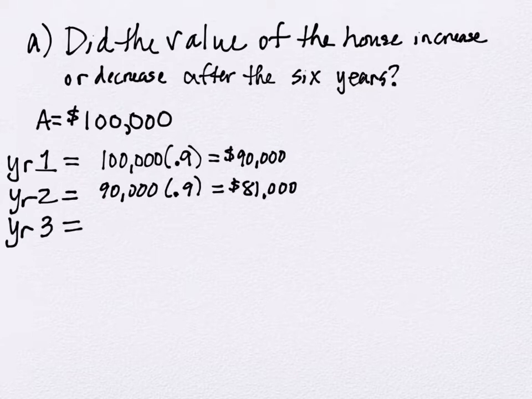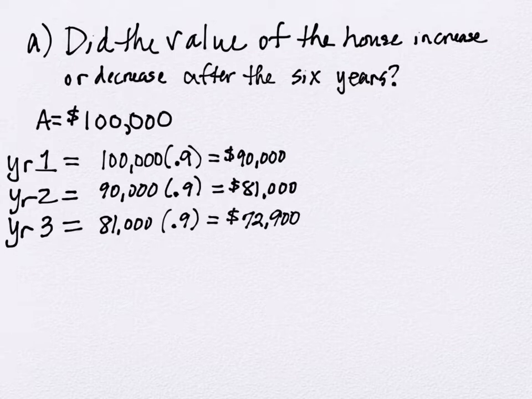Okay, so far I've done it for 2 years, and for 3 years it's supposed to depreciate. So what will my next line of math look like? 81,000 times what? Times 0.9, right. And now the house is worth how much? 72,900. Okay?